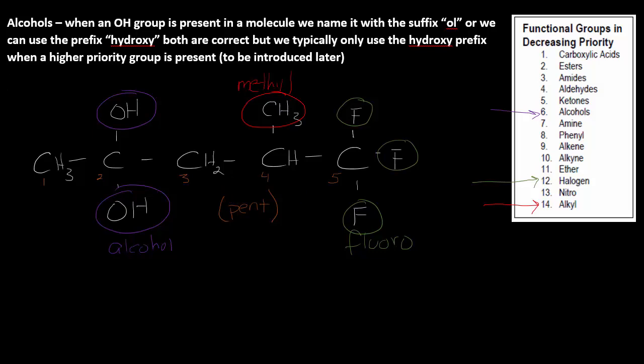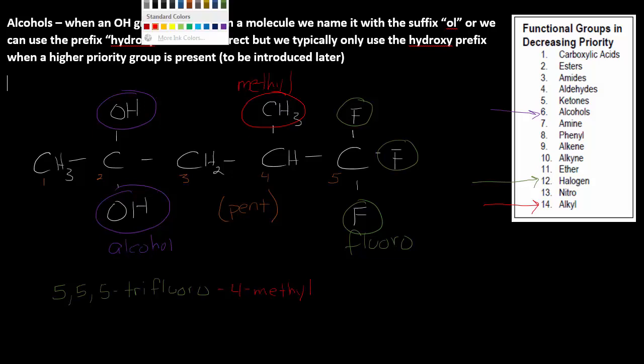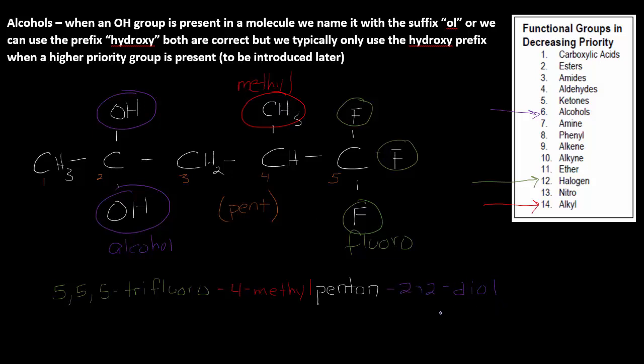So let's look at how we put all of this together. I'm going to use the suffix method for the alcohol. So this will be 5,5,5-trifluoro, 4-methyl, pentan. The AN there refers to the fact that between the carbons it's an alkane chain. They're all single bonds. And then I say 2,2-diol, because there are 2 alcohols.